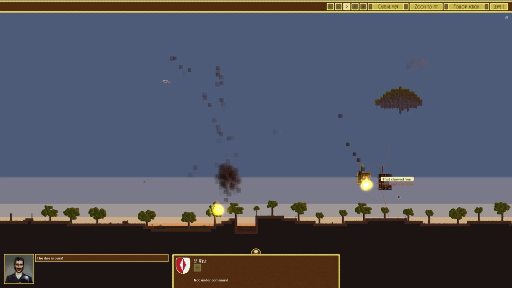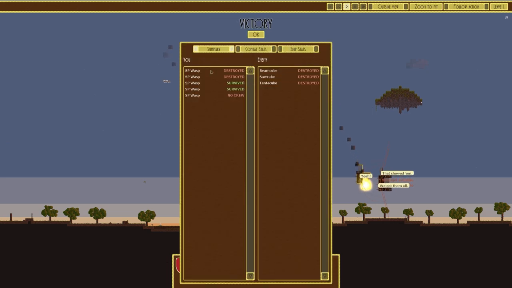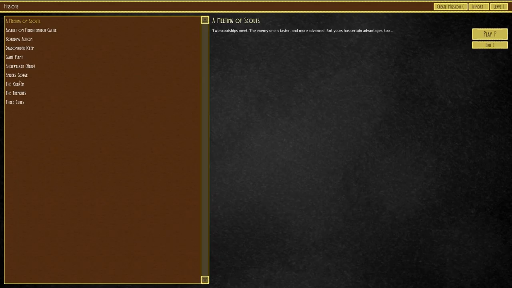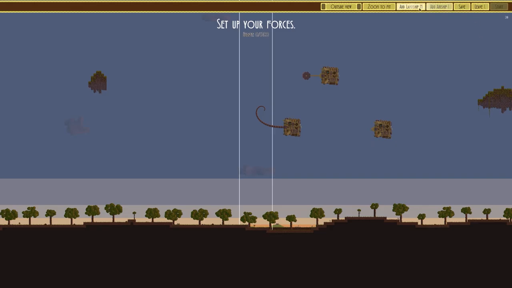Okay. So this is very possible. It is very possible. We've had three wasps being destroyed, technically. Two destroyed, one no crew, another two survived. And then the beam cube, saw cube, and tentacube are now destroyed as well. Okay. Let's have another look. Let's see what else we can play against.